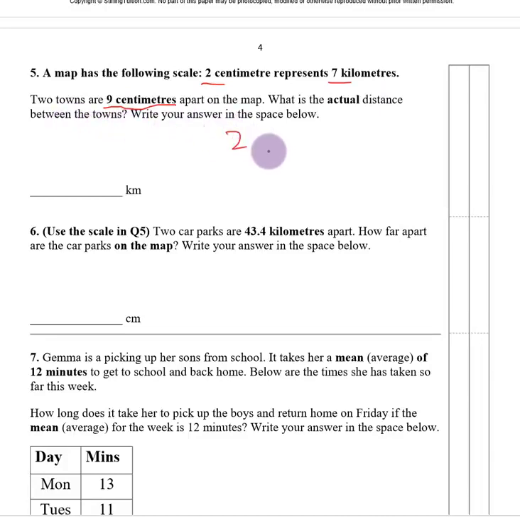Okay, so here we've got 2 centimeters equals 7 kilometers. Put down what the ratio is. Now we need to work out what it would be if it was 9 centimeters. So 9 centimeters is here. So basically what we need to do is turn 2 centimeters into 9 centimeters.